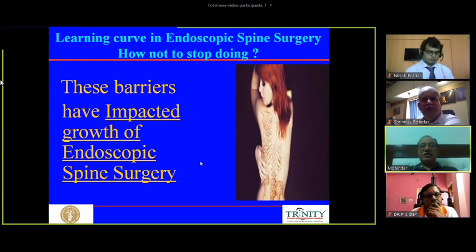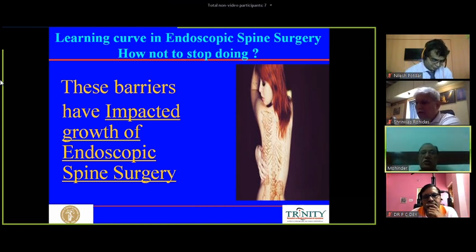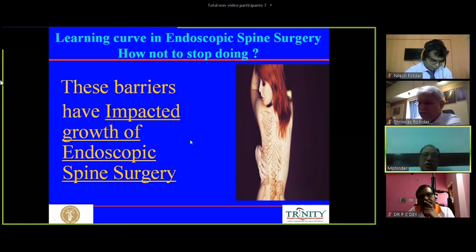So the barriers which I've shared with you have been the reasons for impacting the growth of endoscopic spine surgery the world over. But now the pendulum has swung. Now the market is flooded with endoscopic spine systems. And as shared with you, surgeons are more than ever confused which system they should go for and which system they should avoid. And it is now a huge market.